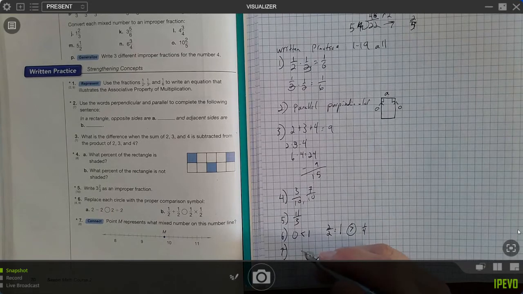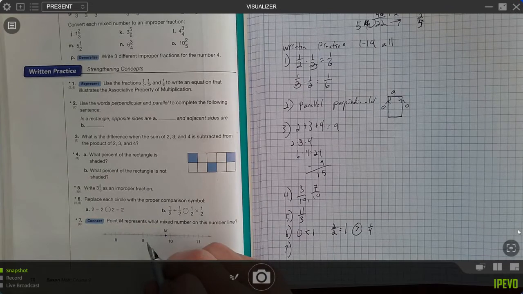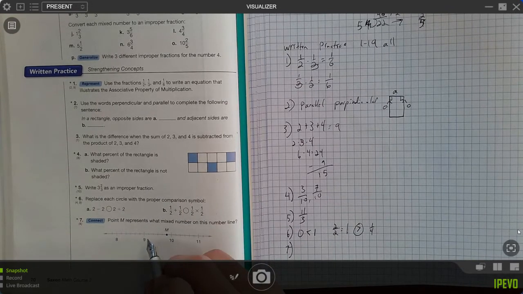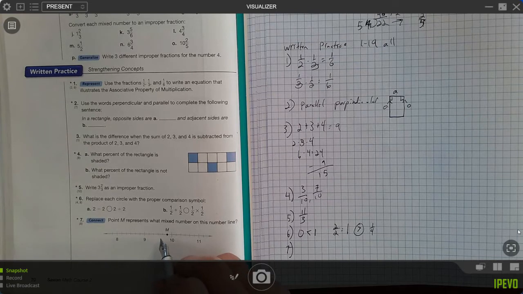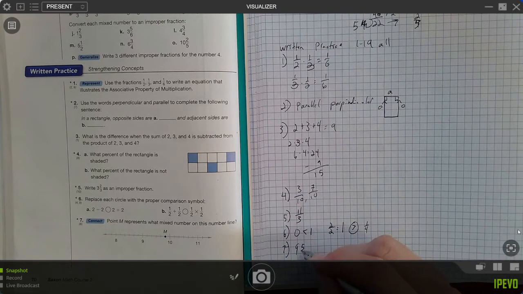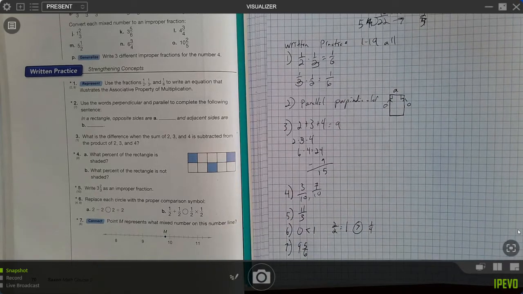Point M represents which mixed number in this line? 9, let's see, 1, 2, 3, 4, 5, 6. 1, 2, 3, 4, 5, 6. So you count the spaces in between, and there's 6 spaces in between, which means each line is 1/6, which is odd. Okay, that's weird. But so M looks like 5/6. So 9 and 5/6. Kind of weird. Okay.